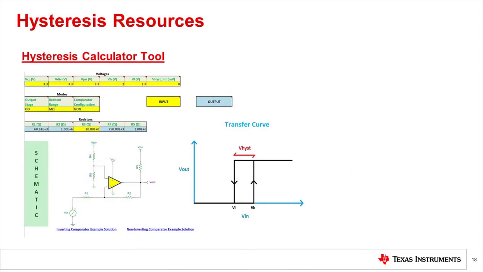We also have a hysteresis calculator tool where you can essentially input your desired hysteresis and circuit parameters, and it will automatically give you the resistor values that you need for your voltage divider and feedback resistor, depending on if you want a non-inverting or inverting configuration. This is a great tool to use as a starting point or as a reference to check your hysteresis math work or circuit.